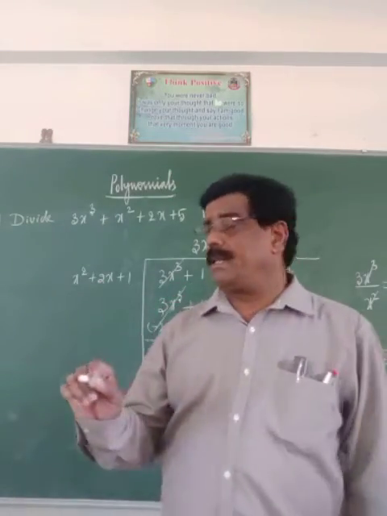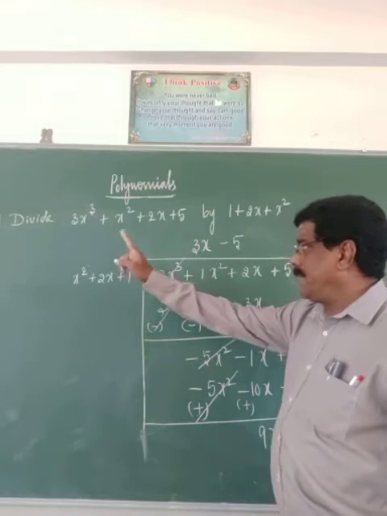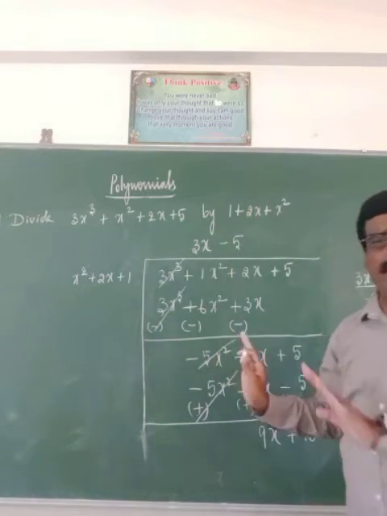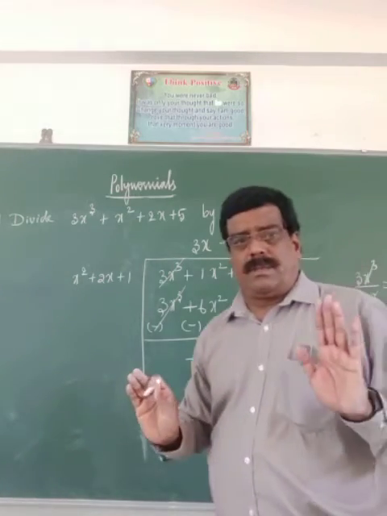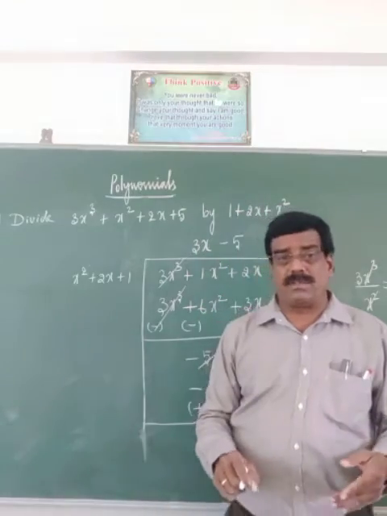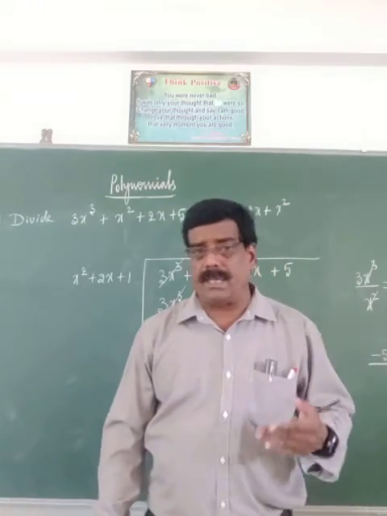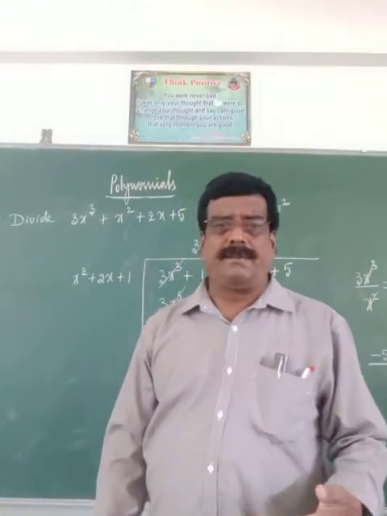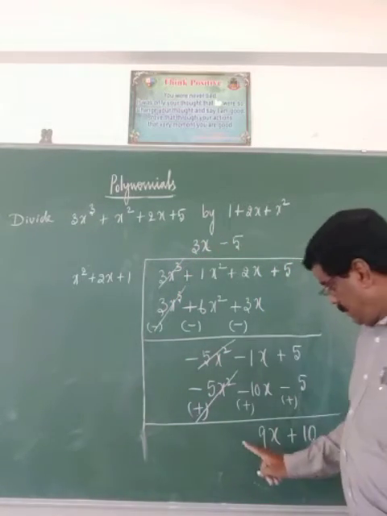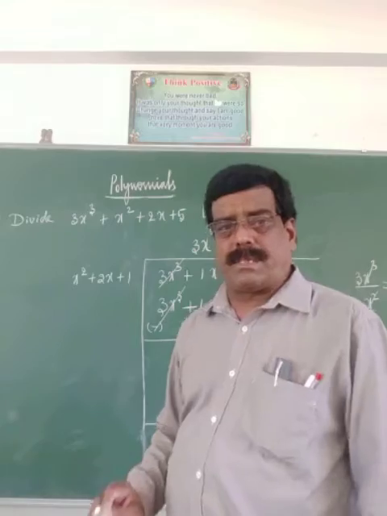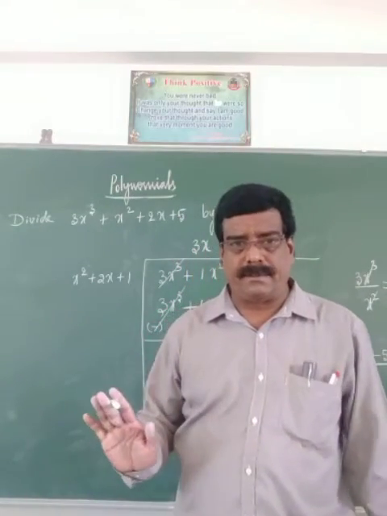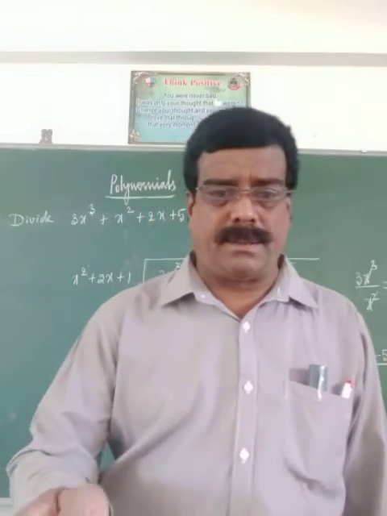Try to understand the question. The question is given here: simply divide 3x cube plus x square plus 2x plus 5 by 1 plus 2x. We have divided also. In this question, it is not asked you to mention the quotient and remainder, whereas the previous question was asked like that, find the quotient and remainder. If this question was also like that, you could write the quotient is 3x minus 5 and the remainder is 9x plus 10. But it is asked to divide, we divide it. That's all, children.